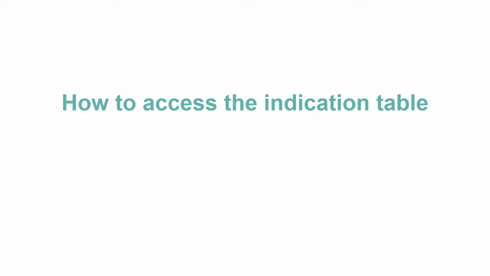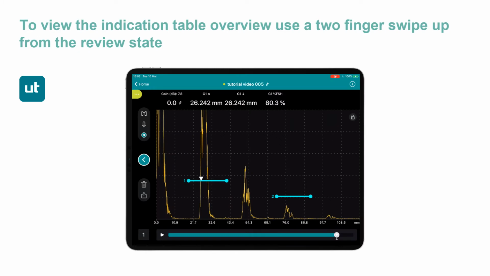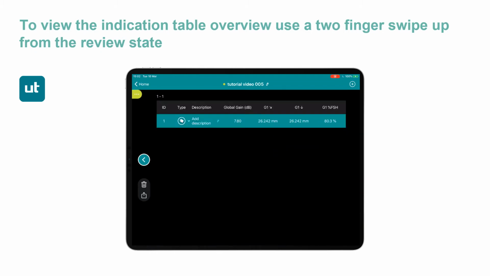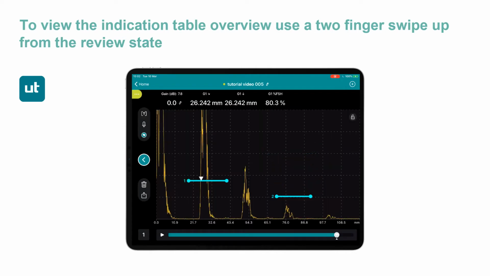Now we'll show you how to access the indication table. To view the indication table overview, use a two-finger swipe from the review state. There you'll see the indication table, and you can go back with a two-finger swipe back to the review state. Note that you can only get to the indication table from the review state, not from the live view.